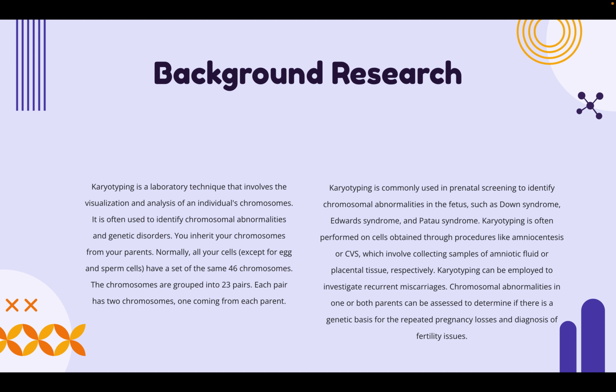Karyotyping is often performed on cells obtained through procedures like amniocentesis or CVS, which involve collecting samples of amniotic fluid or placental tissue, respectively. Karyotyping can also be employed to investigate recurrent miscarriages. Chromosomal abnormalities in one or both parents can be assessed to determine if there is a genetic basis for the repeated pregnancy loss and diagnosis of fertility issues.